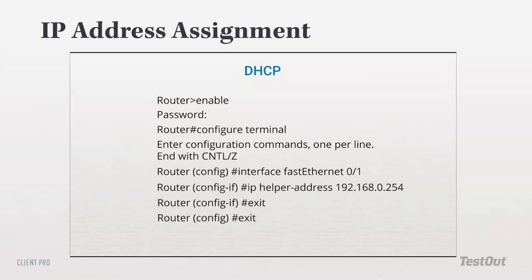Okay. And if you are going to use a Cisco router, this is what the commands would look like. So you can actually use what's called a helper address. And on a Cisco router, these commands would turn your router into a DHCP relay agent. Again, keeping in mind that this would be the address of the DHCP server right here.